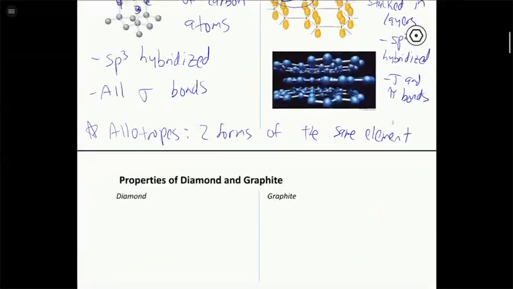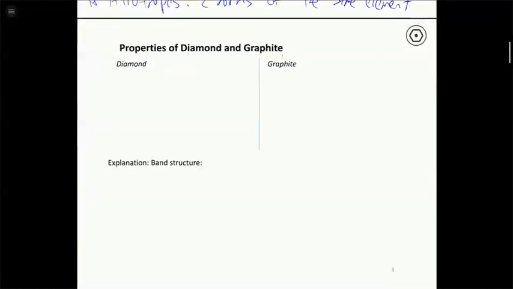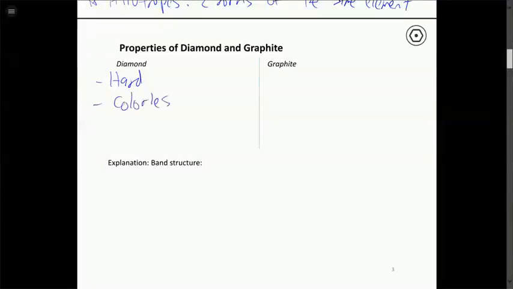So let's look at how the properties of these 2 compare, and these are going to relate then to the structure that I just showed you. So as we know, diamond is very hard. It's one of the, if not the hardest substance known, at least naturally occurring for sure. A very hard substance. It should ideally be colorless. If you buy a diamond that's not colorless, you may have gotten ripped off depending on how much you paid for it. And then also, diamond is an insulator. So if we talk about the electrical conductivity properties, diamond does not conduct electricity as an insulator.